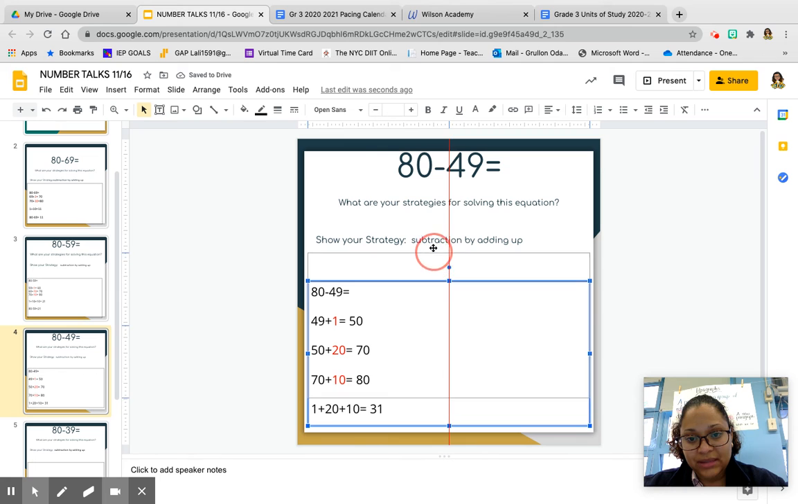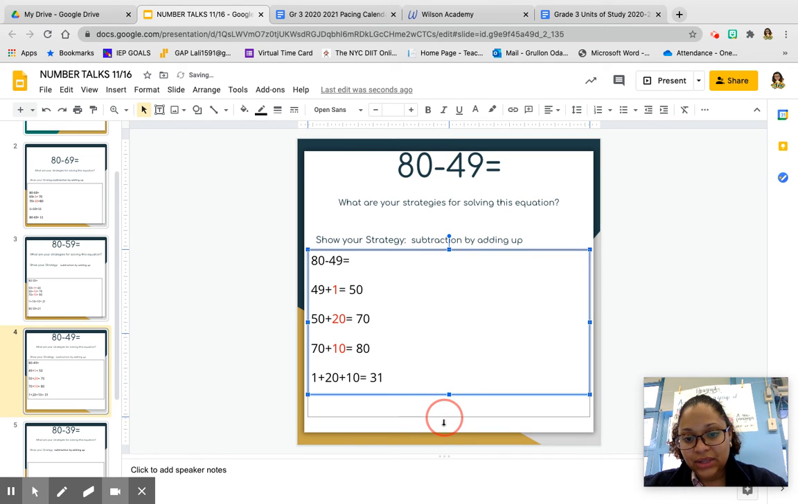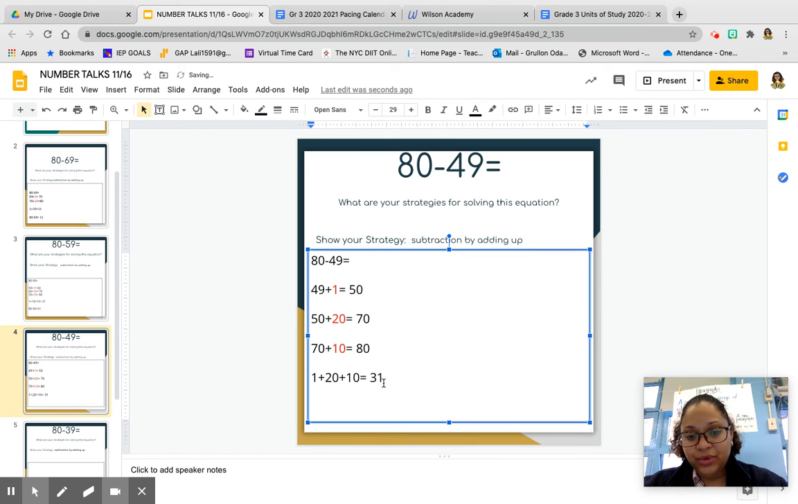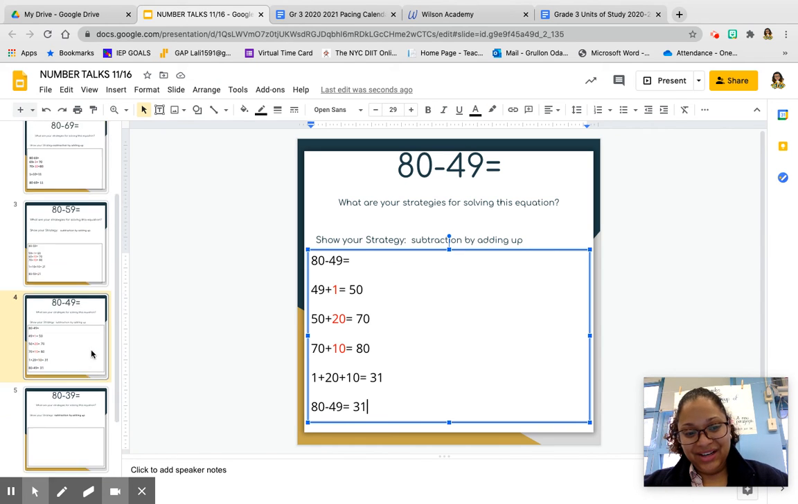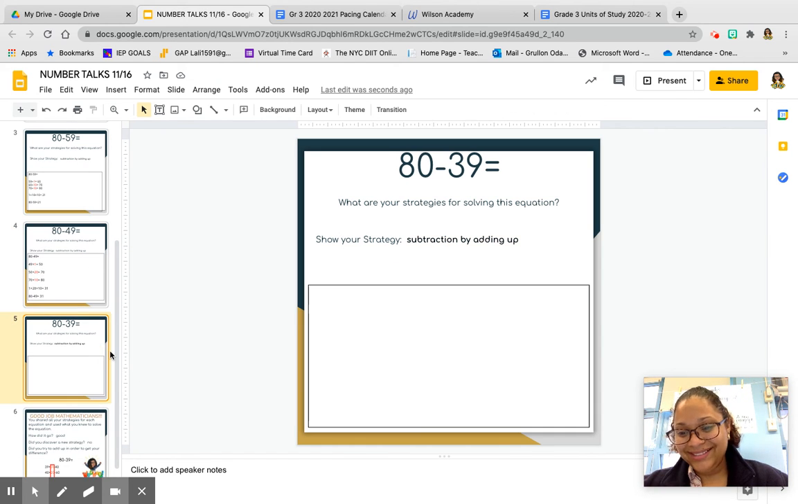I'm going to rewrite my number sentence. Let me just move this box up so I can make this box a little larger. So I'm rewriting my original subtraction number sentence. So I have 80 minus 49 equals 31. That's what you got. Great job. All right. Are you ready for your last one? All righty. 80 take away 39. Show the thinking, the strategies.